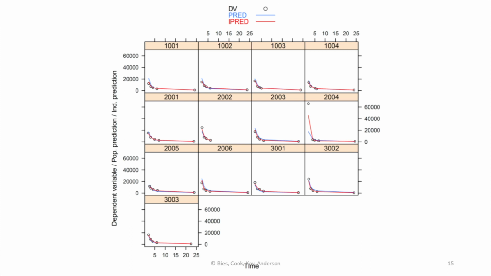This allows you to evaluate whether you think there are outliers, whether individuals seem to be grouped into different kinds of subpopulations in terms of their concentration time profiles, and to evaluate whether or not at the population level, beyond the DV versus PRED plot, the predictions seem to be reflecting the data with respect to evenly under and over predicting these observed data.